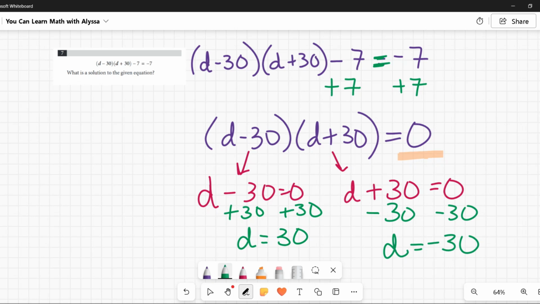And what did they ask? They said, what is a solution to the given equation? So either of these is okay. You can put either 30 or negative 30, and you will get it right.